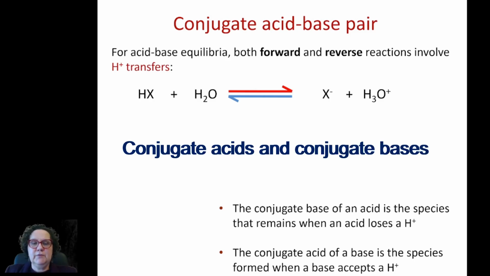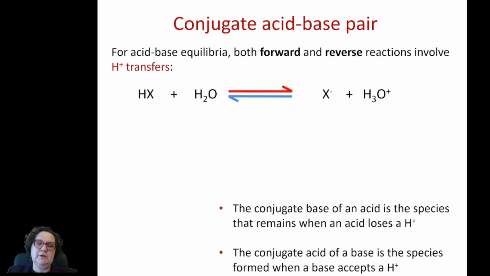Let's look at the concept of conjugate acids and bases, acid-base pairs, and what that means. When you have an equilibrium, what we call an acid-base equilibrium, you have, let's say, an acid. In this case, instead of using hydrochloric acid, HCl, I've used a generic acid called HX. This is our acid. It reacts with a molecule of water.